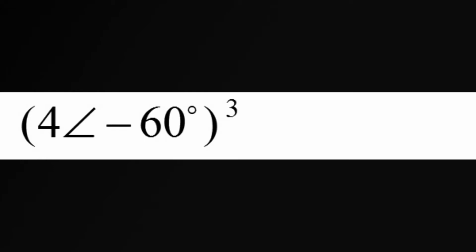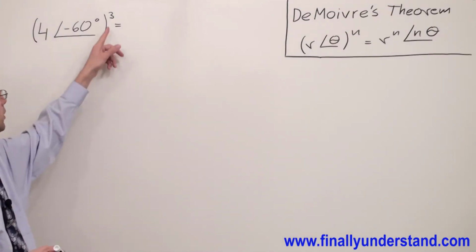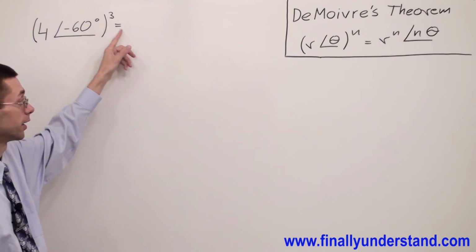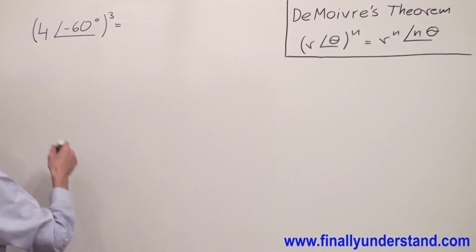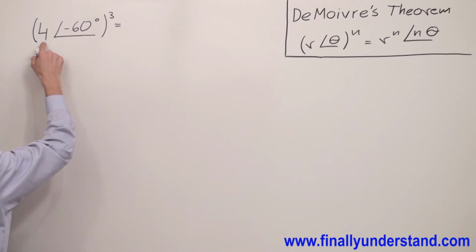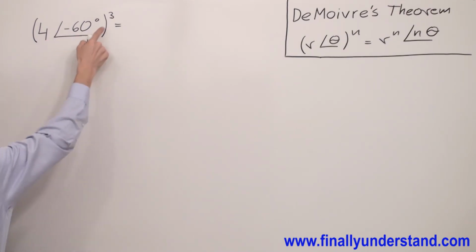We have another example on the board. Again, we're supposed to raise the complex number expressed in polar form to the third power. Again, we're supposed to use the following theorem. So what we're supposed to do, we're supposed to raise the magnitude of this number to the third power.